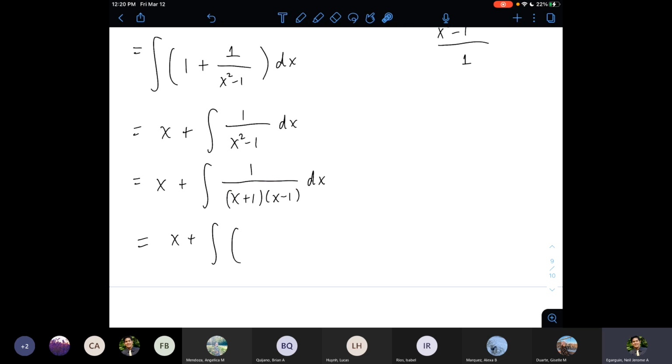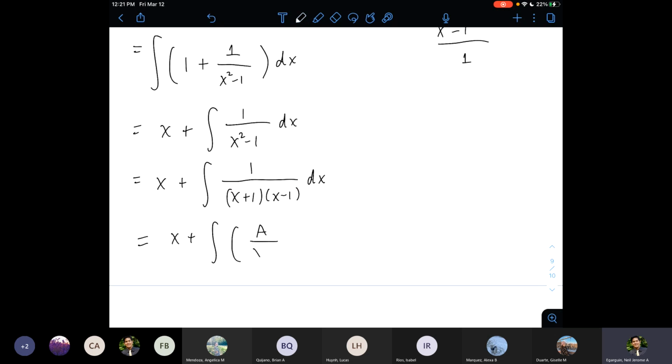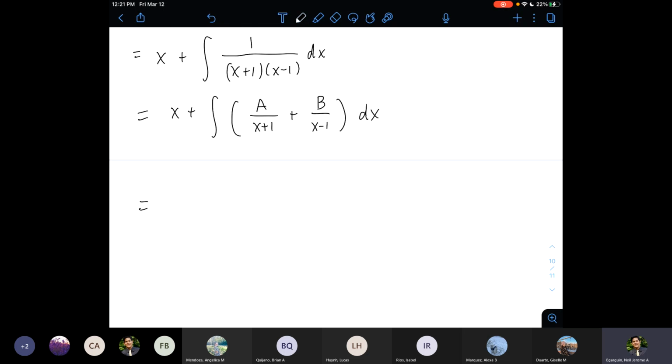And then how do we do the partial fraction decomposition? Luckily, both factors are linear and non-repeated. So in the decomposition, we'll have a over x plus 1 plus b over x minus 1. And luckily here, it's just a constant over a linear function. If you have a constant over a linear function, you can imagine what will happen. It will just be a natural log, right? So here we'll have x plus a natural log of absolute value of x plus 1 plus b natural log of the absolute value of x minus 1 plus c.